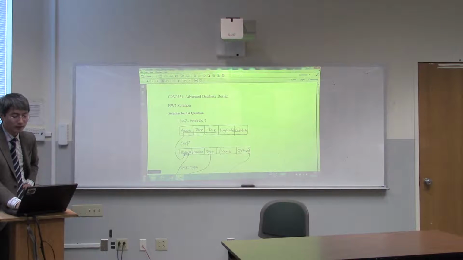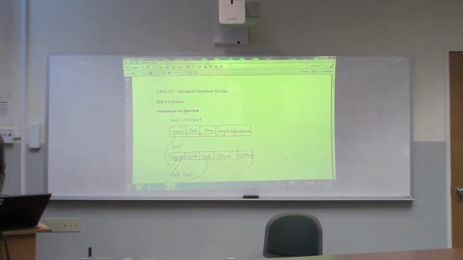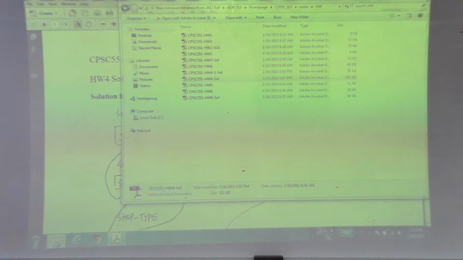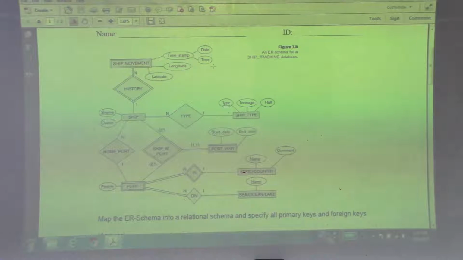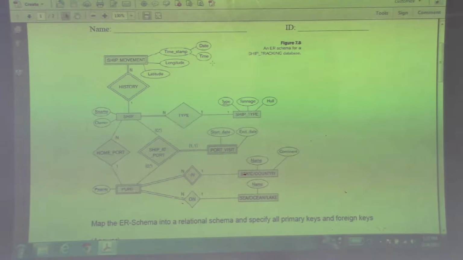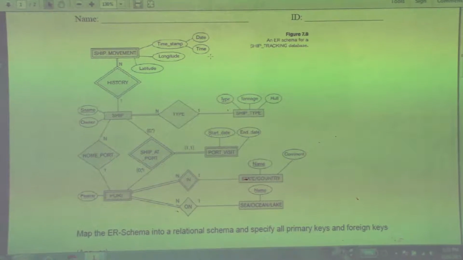This is converting the ER diagram of this one to the relational schema diagram. And you see, probably there's a problem here.